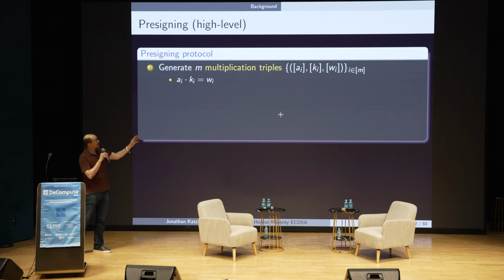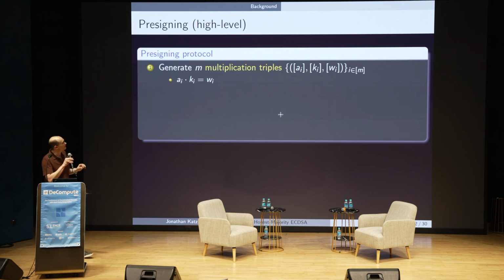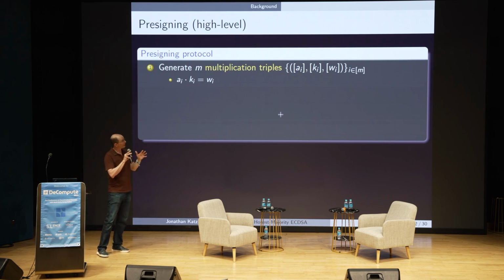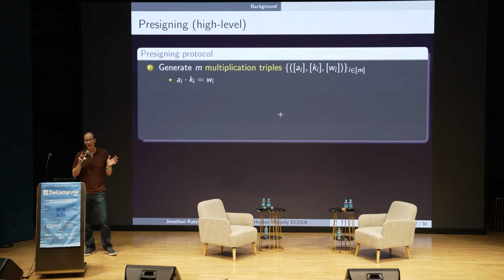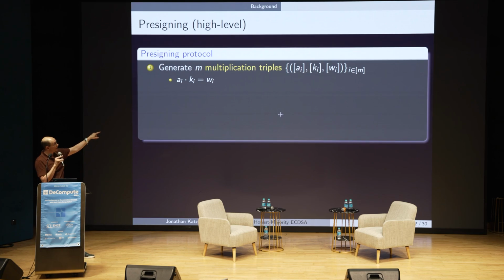So what we've done here is we've set up M different triples. Well, I guess the notation is bad because the bracket M means something different, but if you don't know what it is, you can just ignore it. But we have M of these triples, where every triple consists of 3 shared values, with the property that Ai times Ki is equal to Wi. So none of those values, Ai, Ki, or Wi, are known to any of the parties individually because all those values are secret shared. But they'll be shared subject to the constraint that the product of the first 2 is equal to the third.